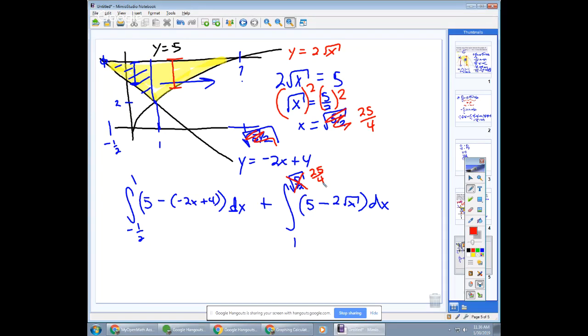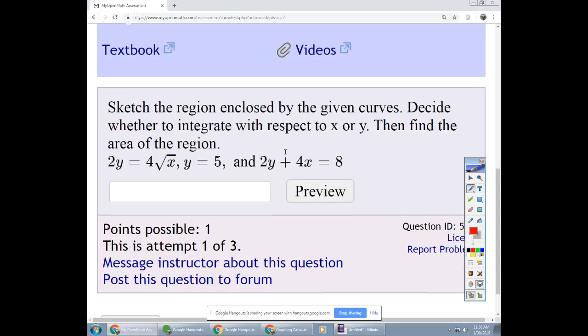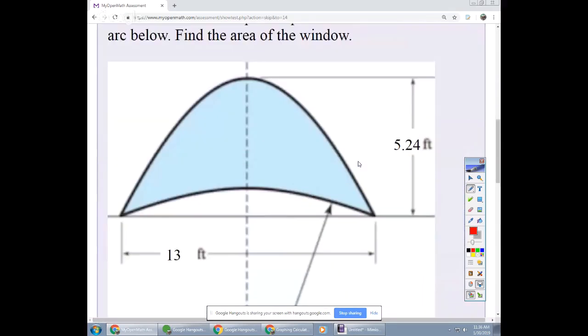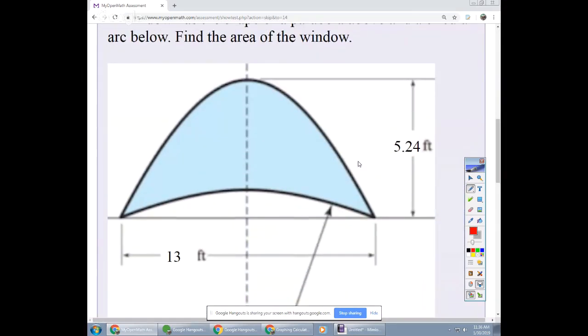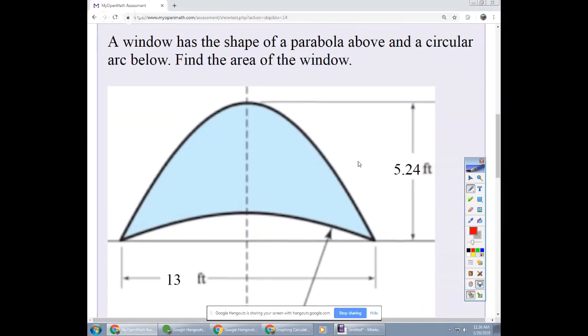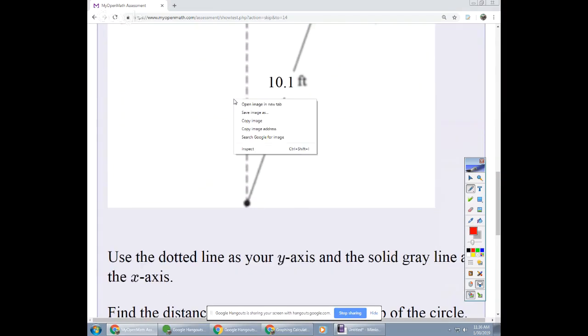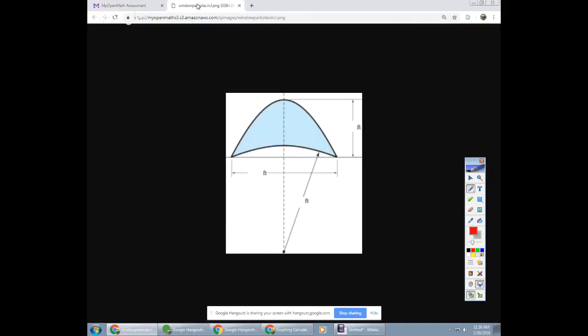All right, let's try another one. Then I'm going to show you some 3D math. Let's see, what else looks cute here? Window, ooh, that looks challenging. The graphic is horrible, probably because I blew it up too much. Let's open it in a new tab. That's what it should look like.